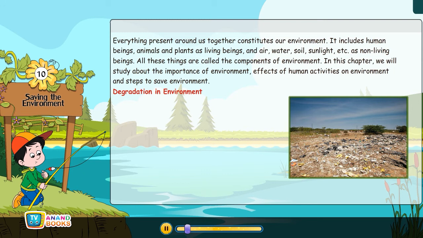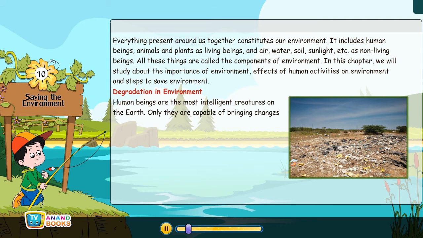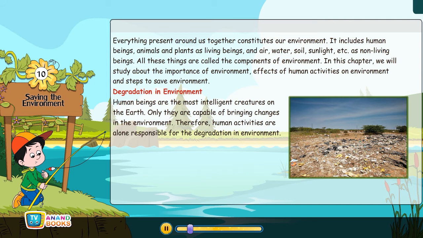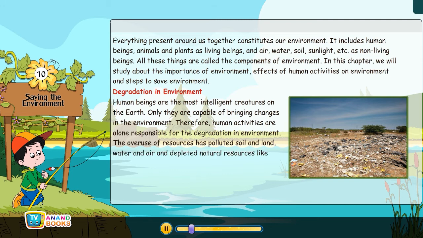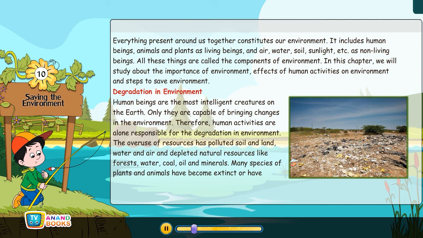Degradation in environment. Human beings are the most intelligent creatures on the earth. Only they are capable of bringing changes in the environment. Therefore, human activities are alone responsible for the degradation in environment. The overuse of resources has polluted soil and land, water and air, and depleted natural resources like forests, water, coal, oil, and minerals. Many species of plants and animals have become extinct or have largely reduced in number.